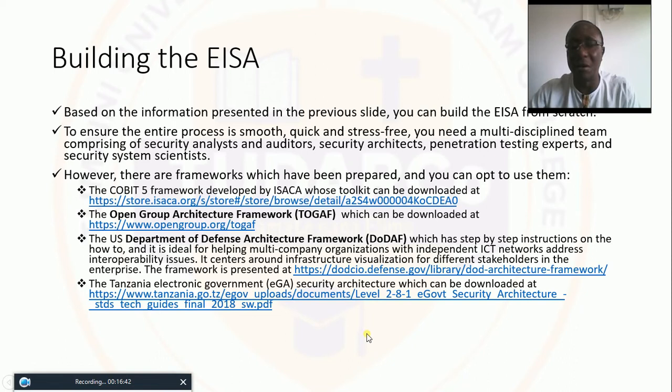And mind you, if you are contesting for cybersecurity jobs in any organization, be prepared to get a question related to enterprise information security architecture, and the question of these frameworks can come into place. So you have to make sure you understand them very well.